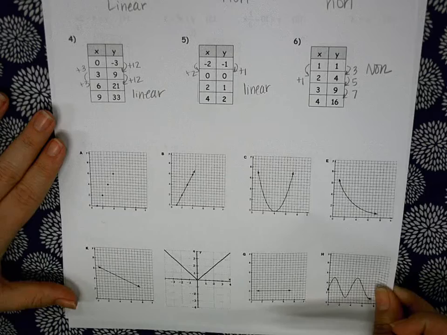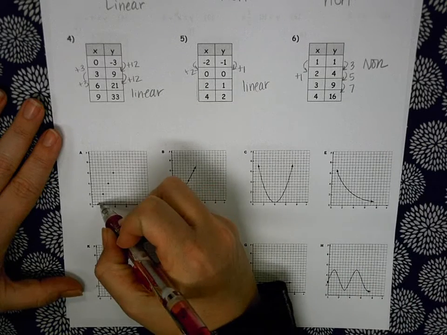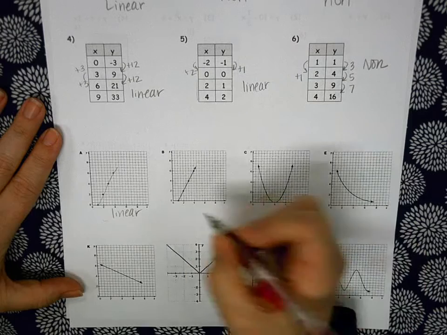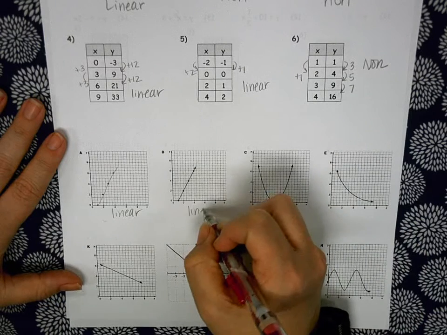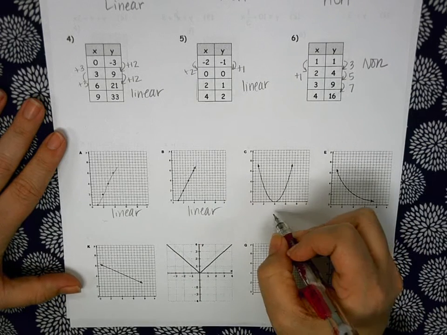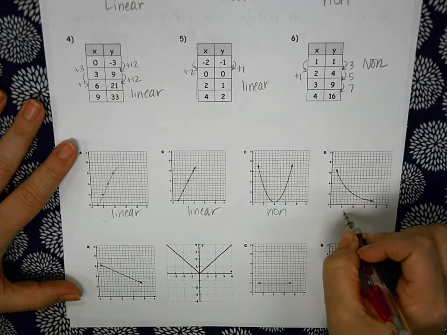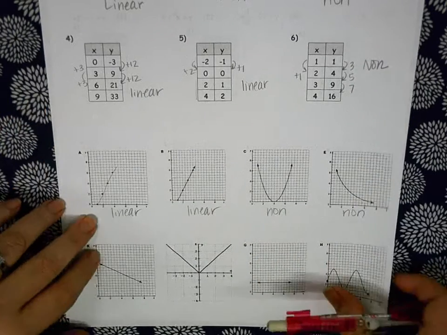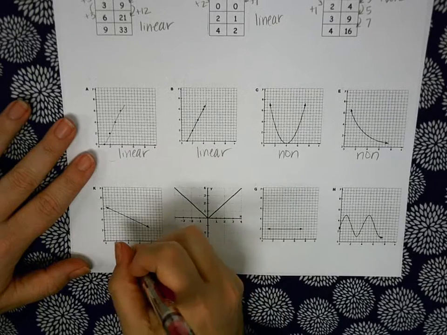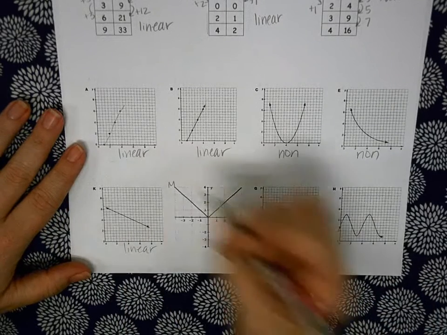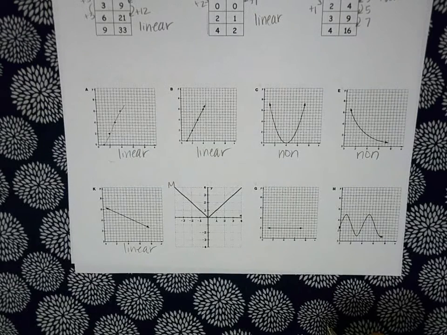So is A right here, is this a straight line? Yes, so we write linear. How about B? Yes. How about C? No. E? No. K? Yes. This one doesn't have a number. We'll call it M for Monroe. What about M? Yes. Who says yes?